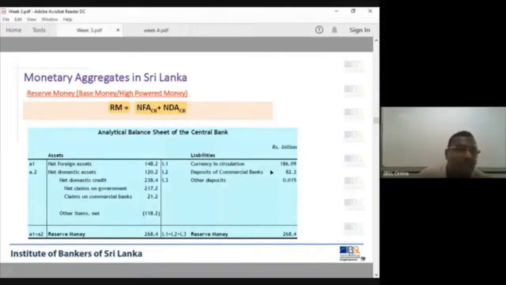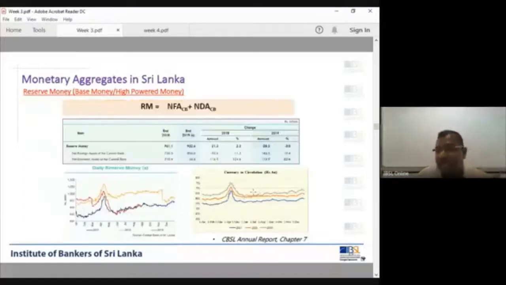For example, during the last reserve ratio reduction, the central bank released around 115 billion rupees to the economy by way of reduction of SRR. So by that amount, reserve money will drop, as you clearly say. So that is very clear.